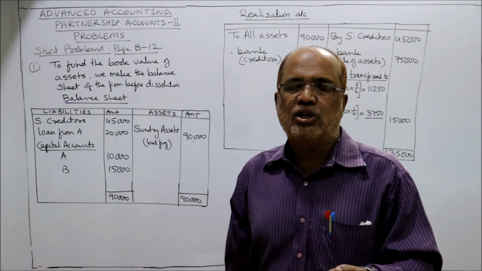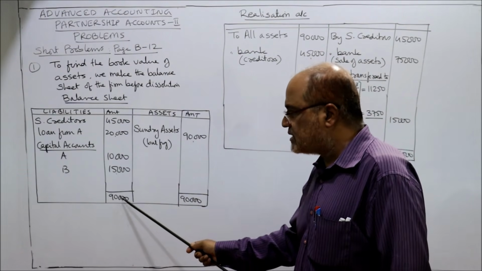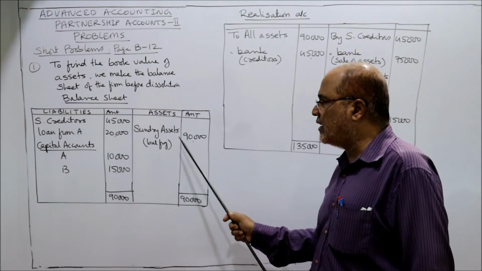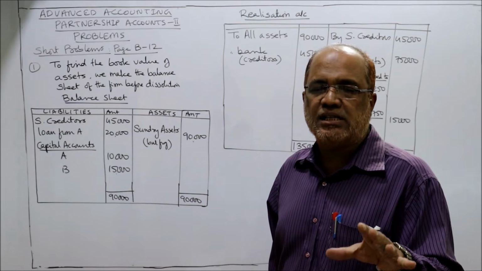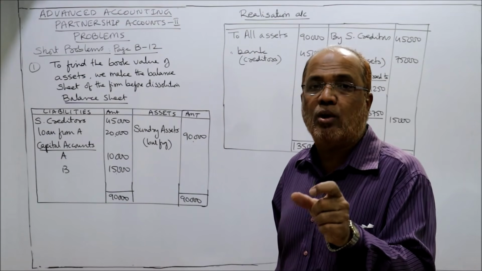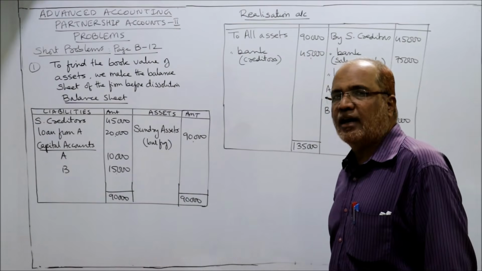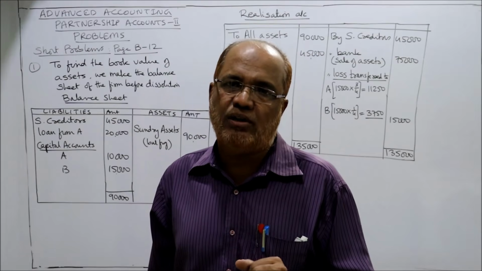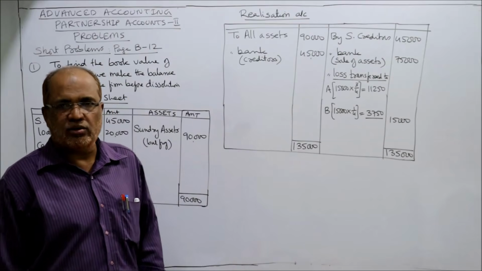And we know in a balance sheet the total of liability must be equal to total of assets. The liability is 90,000, so assets also 90,000. So sundry assets balancing figure is 90,000. So in this problem, before making realization account, we make the balance sheet to find out what is the book value of assets. Now this book value of assets of 90,000 are all sold away for rupees 75,000 given in the problem. Now we'll proceed to make realization account.